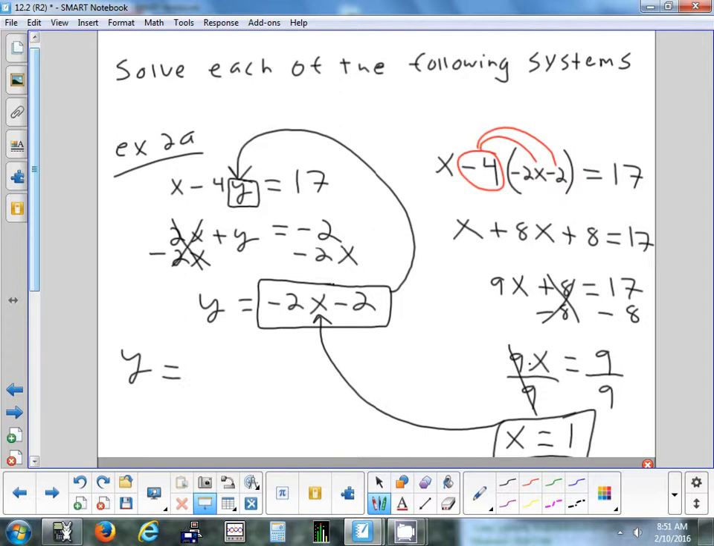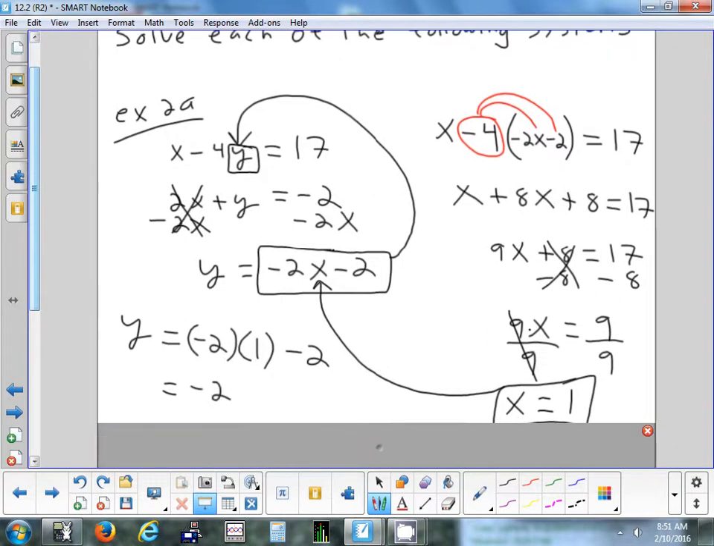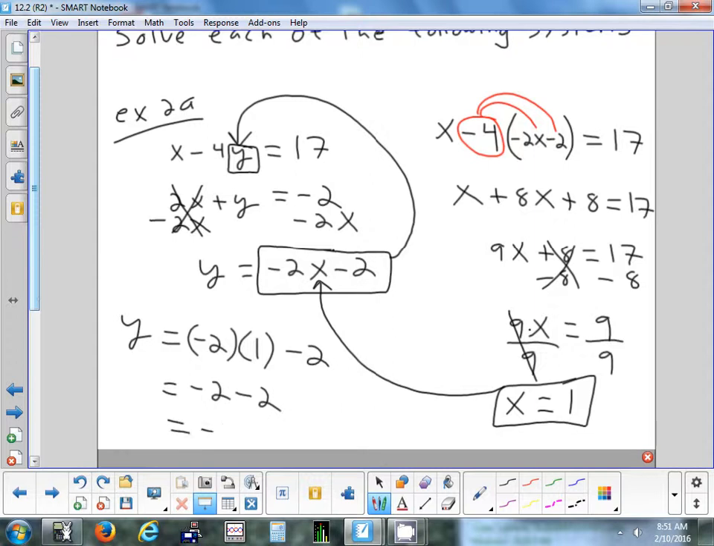Y equals negative 2 times 1 minus 2. Okay, Alexis, what's negative 2 times 1? Negative 2. Negative 2 take away 2 gives me negative 4. And that's it. That's the hardest type of substitution problem that you really can have. It's a long substitution. Yeah, there's a lot of steps to it.